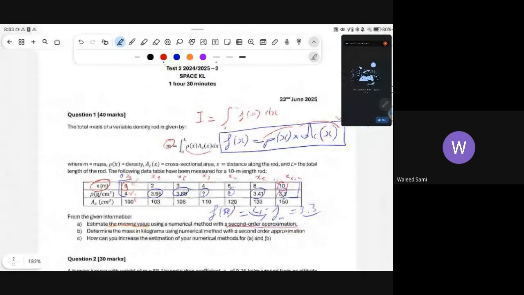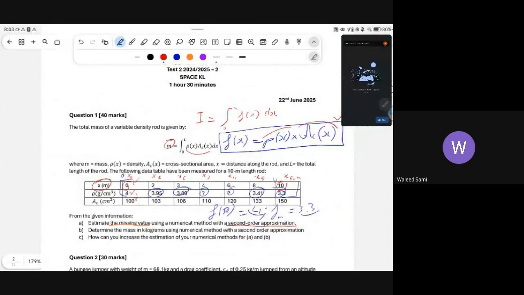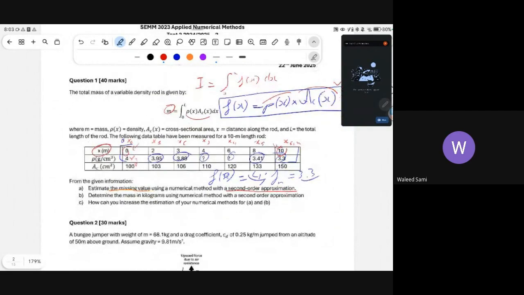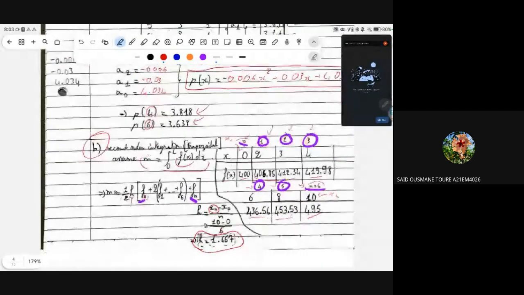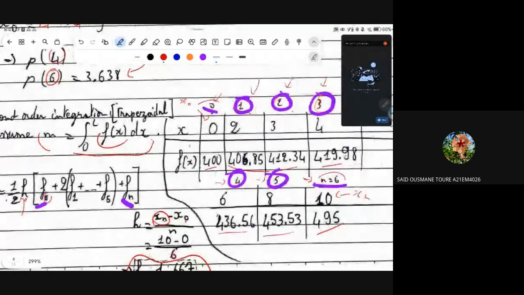So there's no need to substitute in the equation we got. Just multiply. I just multiplied and put the values here: 400, 406, 412, etc. So I have all the values now. We have x here and f of x, which I calculated after multiplying rho and a together. Understand?